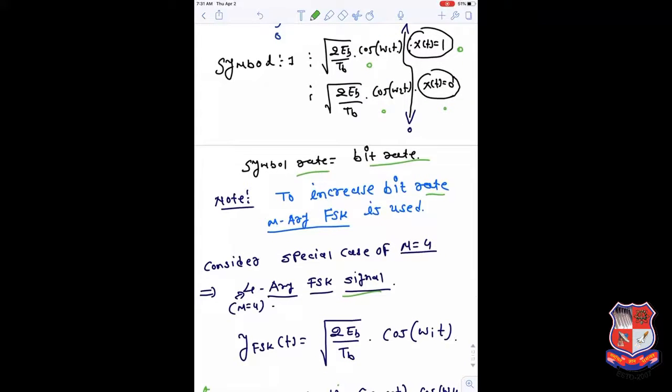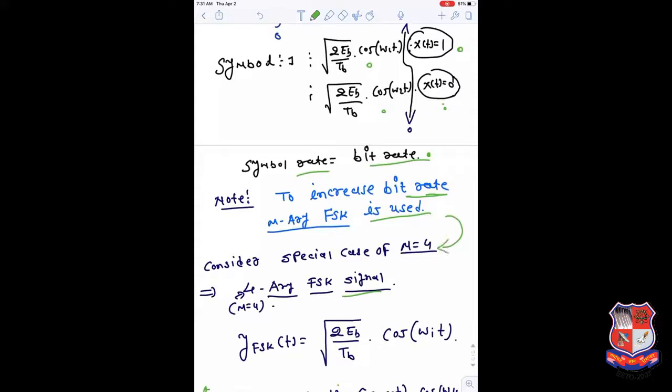But this is not the case today, because we have lots of data to transmit, multimedia information to transmit. When symbol rate and bit rate are the same, this case provides a very small bit transmission rate in a given time window. So if you want to increase the bit rate, it is necessary to transmit multiple bits in the same duration, and then the value of M can be increased. In the earlier case M is equal to 2.